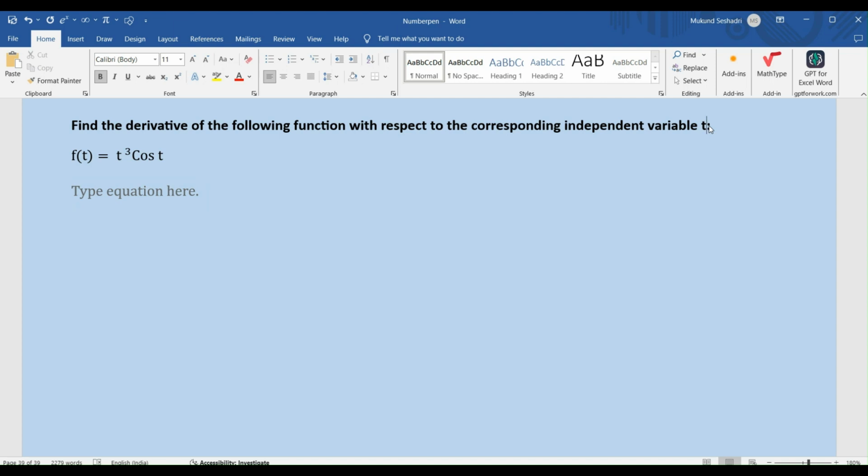There we have the problem on our screen. Find the derivative of the following function with respect to the corresponding independent variable t. F of t equals t cube into cos of t, right?